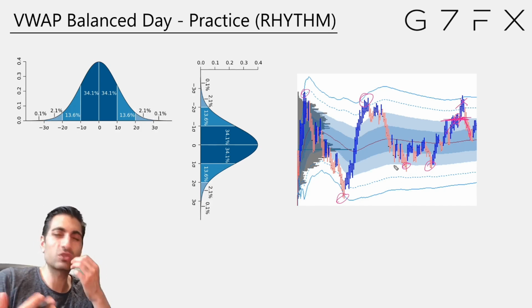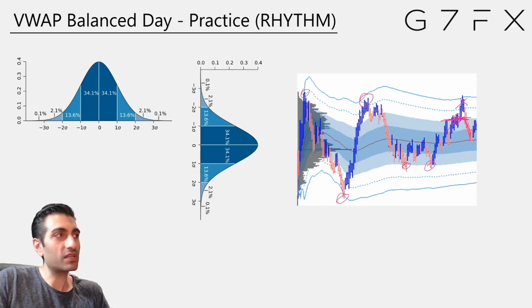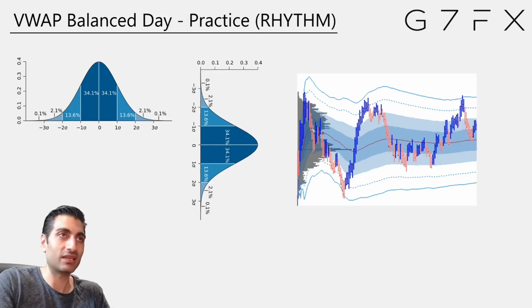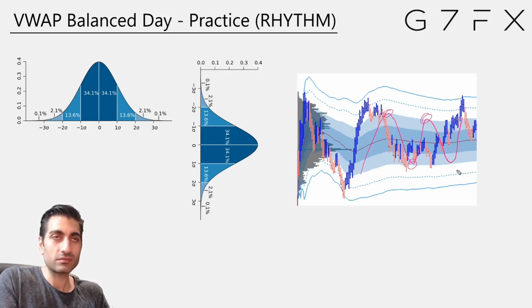So whilst we overstretched in this circumstance, I just wanted you to see why I'm saying we need to think about what's the rhythm of the balanced day. Imagine this price wasn't here. So my point is this, and imagine we were just doing this. I hope that's clearer what I'm trying to get at. Can you see the rhythm here is 1 SD? You see that?